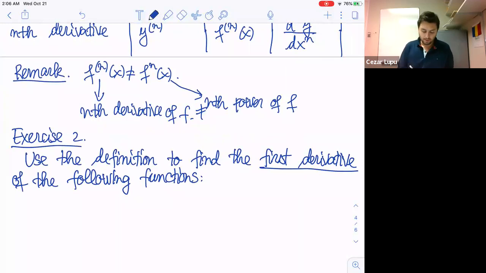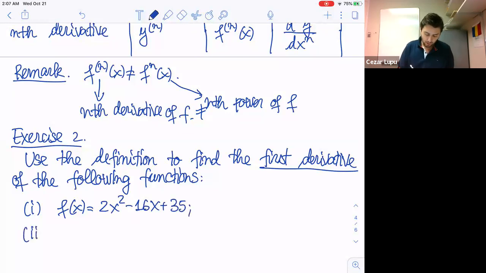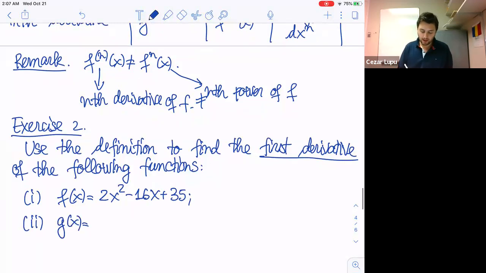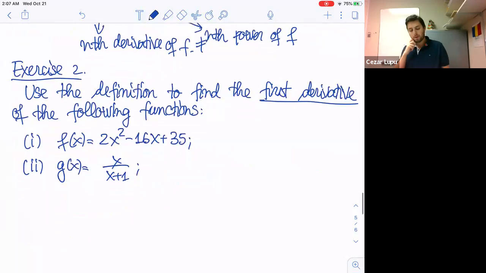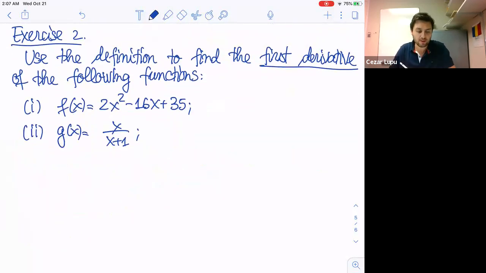Okay, the first function is f of x, and I'm just going to take now a combination of quadratic and linear functions. So it's 2x squared minus 16x plus 35. And the second one will be g of x is, let's say, x over x plus 1. Of course, you can use the rules that we have learned, but let's use the definition as well.